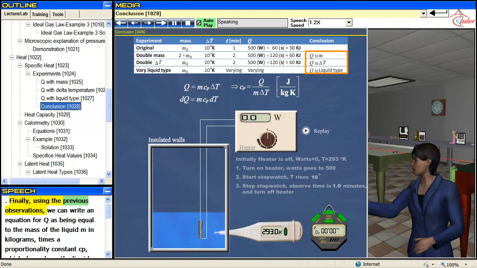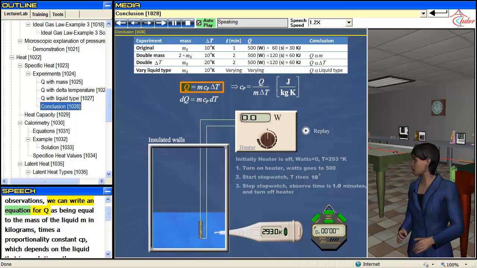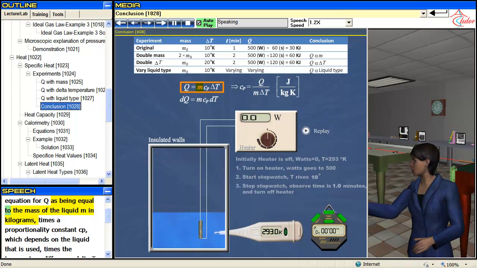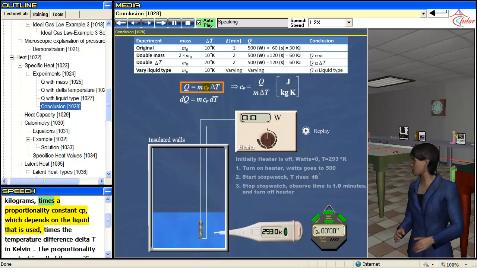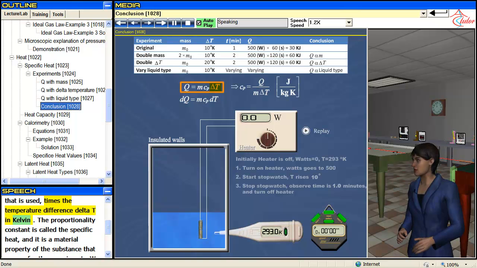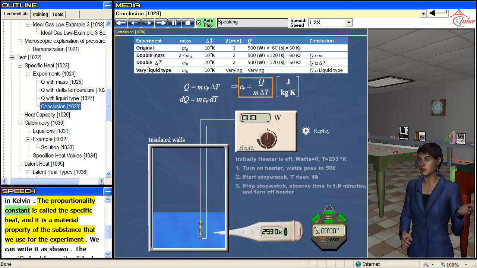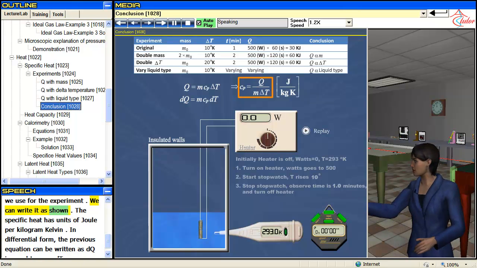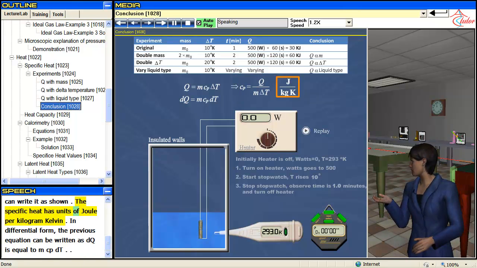Finally, using the previous observations, we can write an equation for Q as being equal to the mass of the liquid m in kilograms, times a proportionality constant Cp which depends on the liquid that is used, times the temperature difference delta T in Kelvin. The proportionality constant is called the specific heat, and it is a material property of the substance that we use for the experiment. We can write it as shown. The specific heat has units of joule per kilogram Kelvin. In differential form, the previous equation can be written as dQ is equal to m Cp dT.